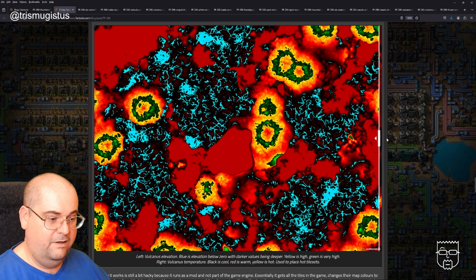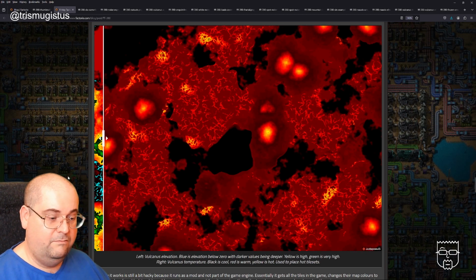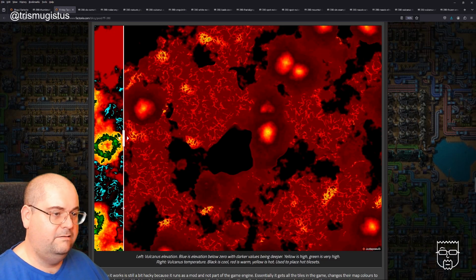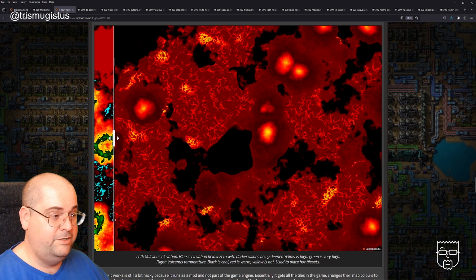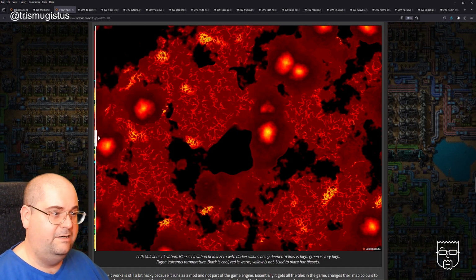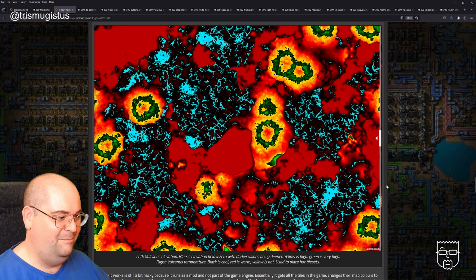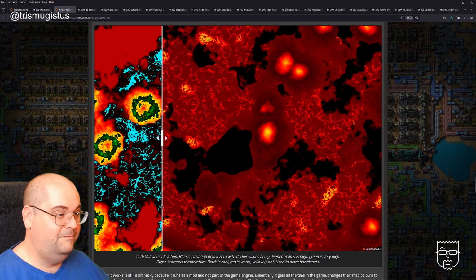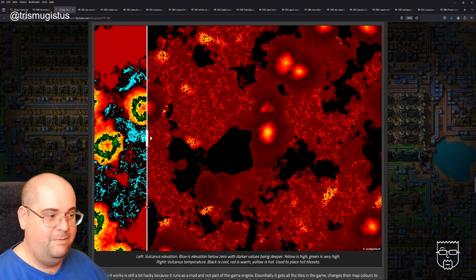Left, volcanoes elevation. Blue is elevation below 0, with darker values being deeper. Yellow is high, green is very high. Right, volcanic temperature. Black is cool, red is warm, yellow is hot, used to place hot tile sets. So they're basically using height to determine temperature as well. I mean, that looks amazing, doesn't it? That's a bit extreme with the blue and stuff, but that looks awesome. So yeah, it's like I say, it's like a debugging tool basically.